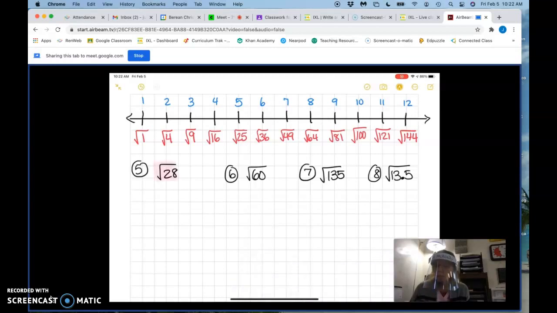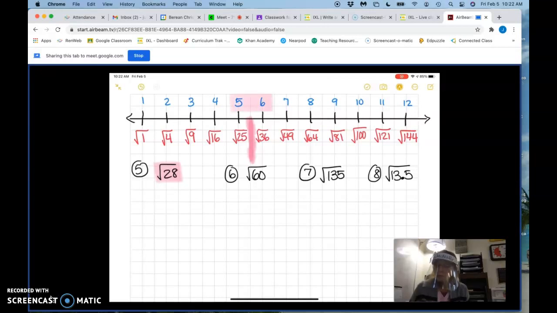So right now I have the square root of 28, but 28 is not a perfect square. So I have to look where on my number line the square root of 28 would fall. If it was between any two numbers, it would fall right here between the square root of 25 and the square root of 36. Does that make sense? Yes. Because 28 comes after 25. Okay, so I'm estimating that this square root falls between the numbers 5 and 6.